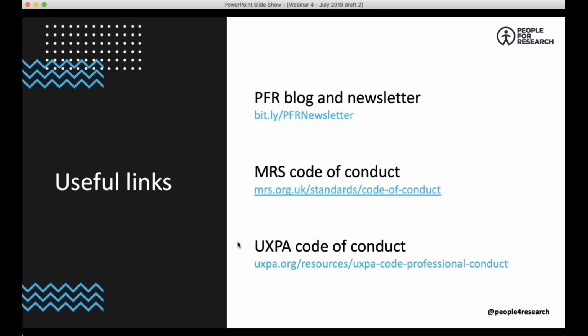The MRS Code of Conduct is great because they do have guides regarding recruitment. They've actually got one just for the person who asked the question about minors, a really useful guide about involving young people in research. And the UXPA Code of Conduct is there, but they don't really have as much information about participant recruitment.